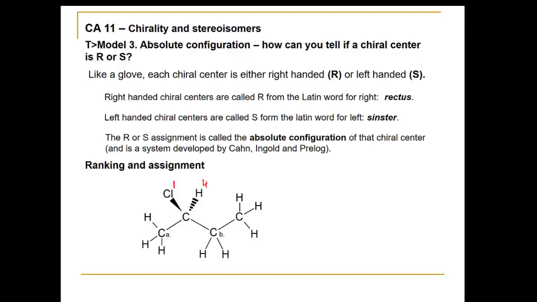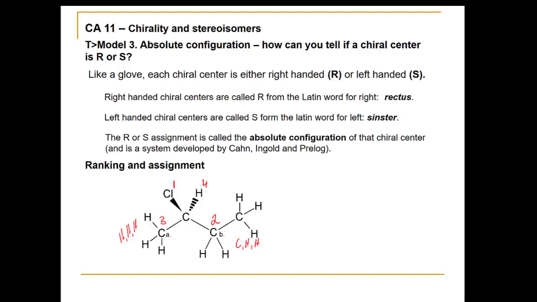Now, the other groups that are present both have carbon. So we have carbon A and we have carbon B. But you can see that carbon A is attached to 3 hydrogens, whereas carbon B is attached to 1 carbon and 2 hydrogens. So we're looking for that first point of difference. Carbon B has a carbon where carbon A has a hydrogen, therefore, of course, carbon B has a higher priority. So that would be 2, and this would be 3. So the first approach is you need to prioritize the different groups about the chiral center.